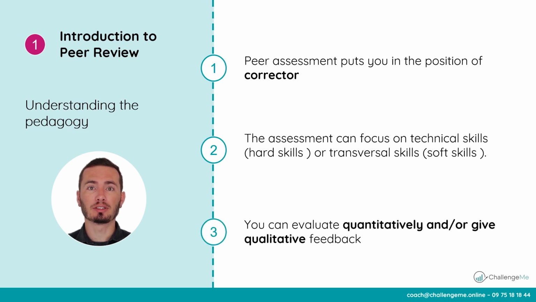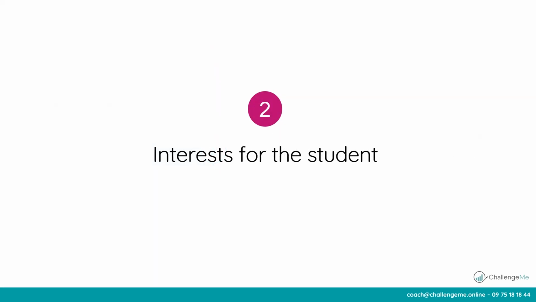These criteria can be quantitative and/or qualitative. You'll be asked to award points according to a grid, but also to give feedback, indicating strengths and areas for improvement. Now that we have a better understanding of what peer review is, let's take a look at how it can help you in your learning process.